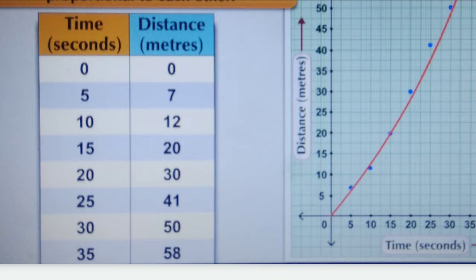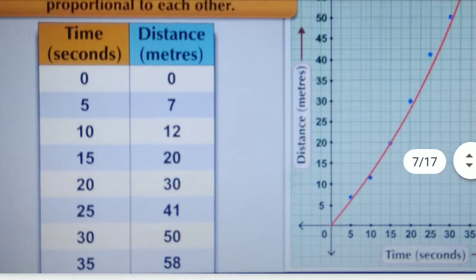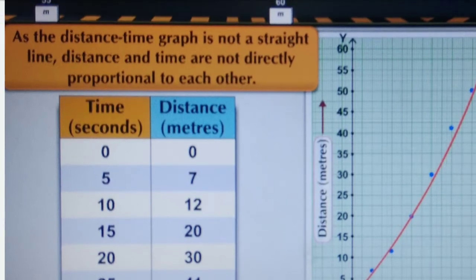That means when the object covers unequal distance in equal time intervals, the motion of the object is said to be non-uniform motion. That means this table shows the car has non-uniform motion. As the distance time graph is not a straight line, distance and time are not directly proportional to each other. This table shows that as time goes on increasing, distance does not increase in the same proportion.